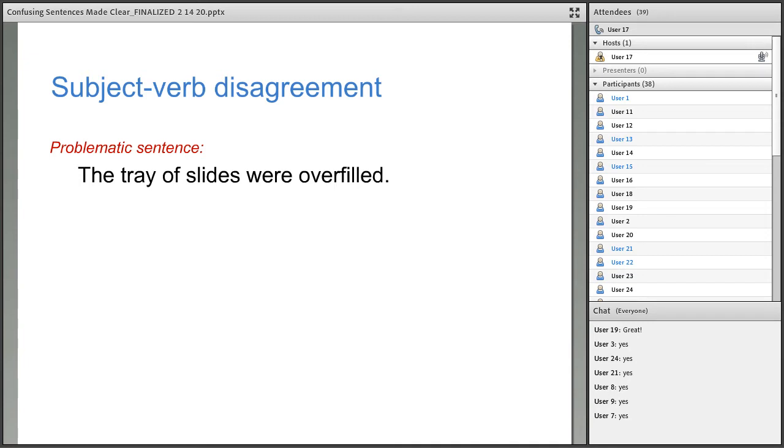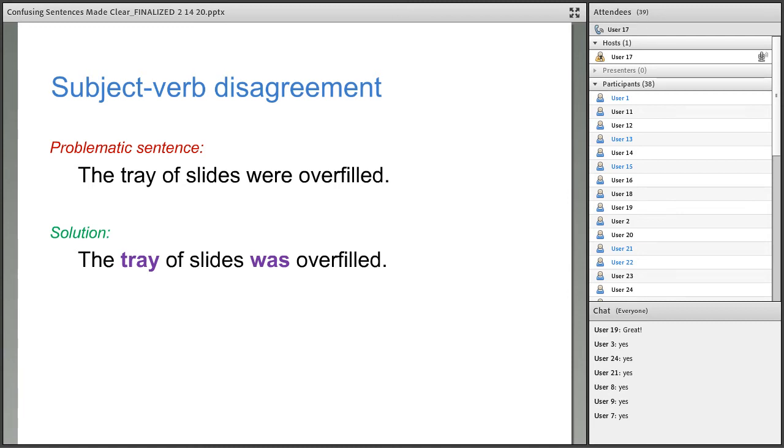Let's look at another category of confusing sentences. Sometimes sentences are unclear because of subject-verb disagreement. Our problematic sentence reads, "The tray of slides were overfilled." The problem here is that the subject of the sentence is tray, so the verb should be singular, but it isn't, it's plural. To fix the sentence, we need to change the verb from "were" to "was" so that the sentence reads, "The tray of slides was overfilled."